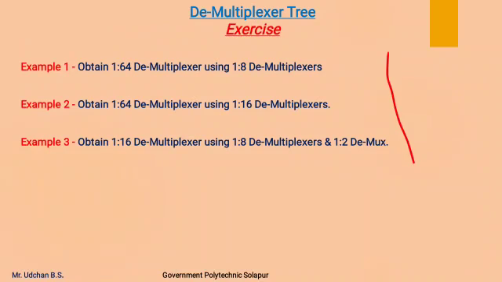Now these are the exercises. First, you have to obtain a 1:64 demultiplexer using 1:8. Second, you have to obtain a 1:64 demultiplexer using 1:16 demux. Third, you have to obtain a 1:16 demultiplexer using 1:8 and 1:2 demultiplexers. The solutions of these problems are available in the TechMax. You can refer to the TechMax to solve these 3 exercises based on demultiplexer trees.